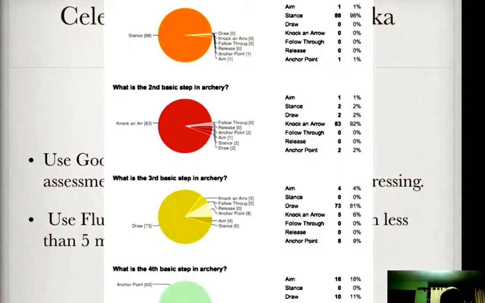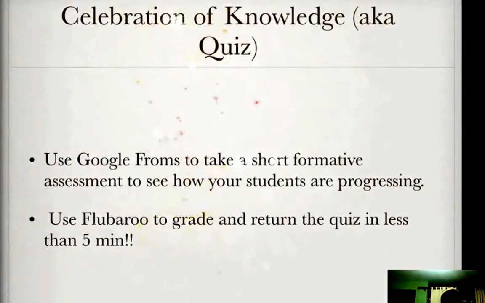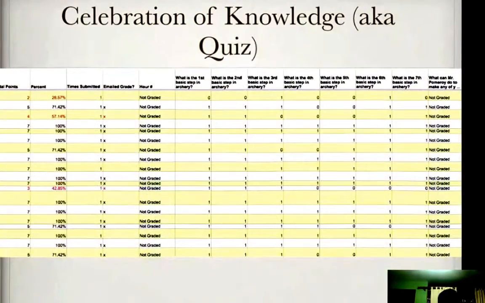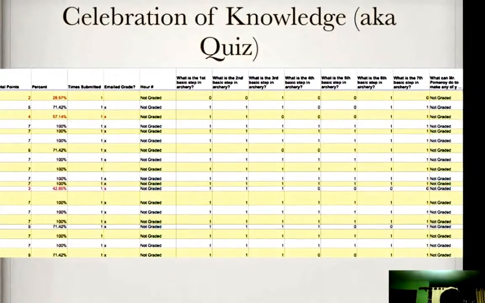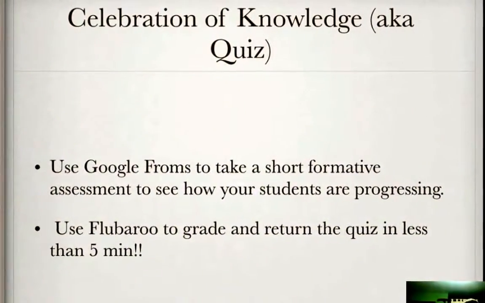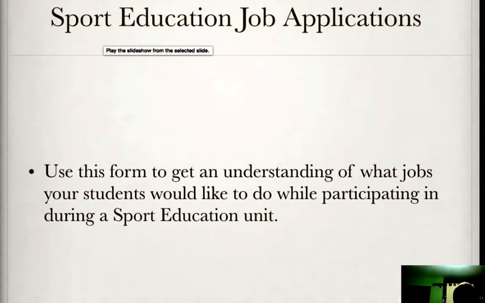Again, here are my summary responses. I can quickly look at maybe what steps we were struggling at. Boom, 210 students in 7th and 8th grade. It's graded, it's sorted by hour. I email them the results. Seriously, in less than 5 minutes with a couple clicks of a button. Simplistic. Check out Flubberoo.